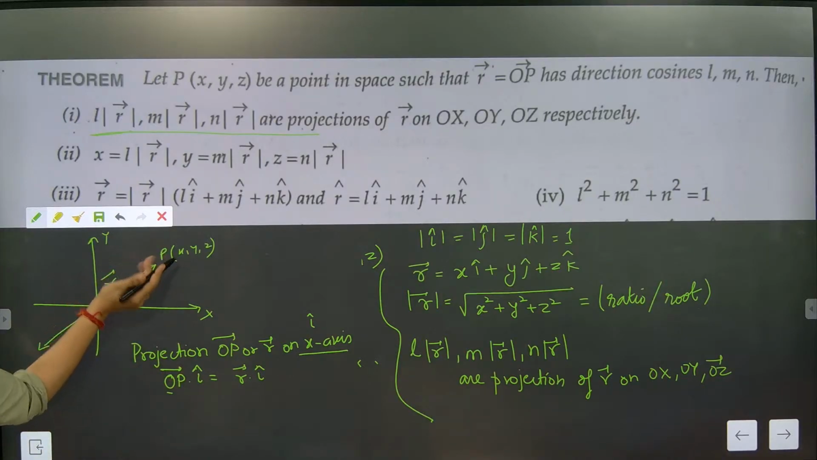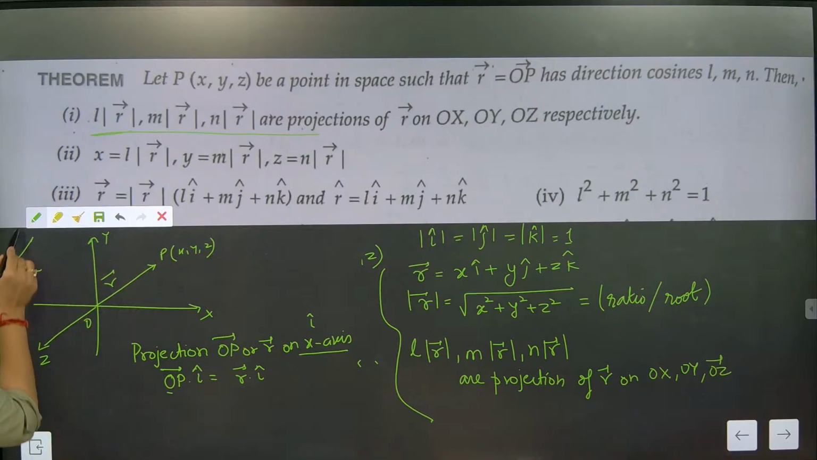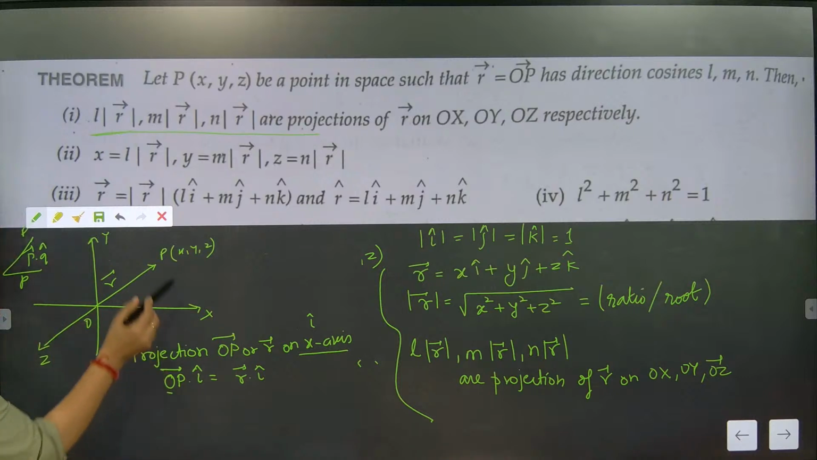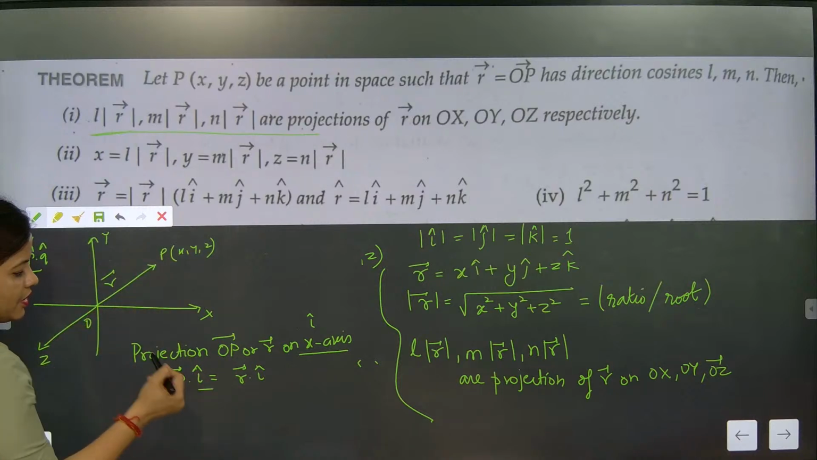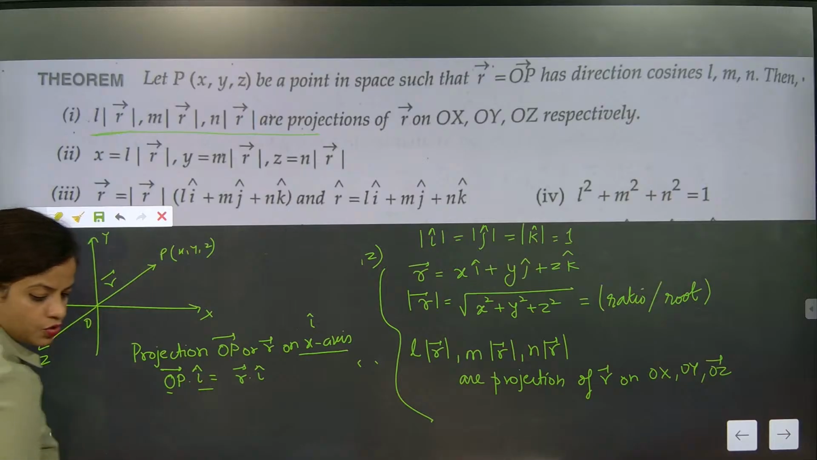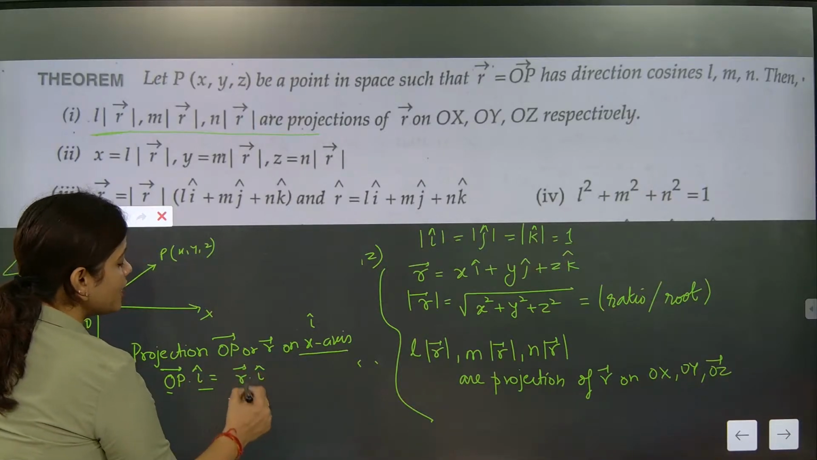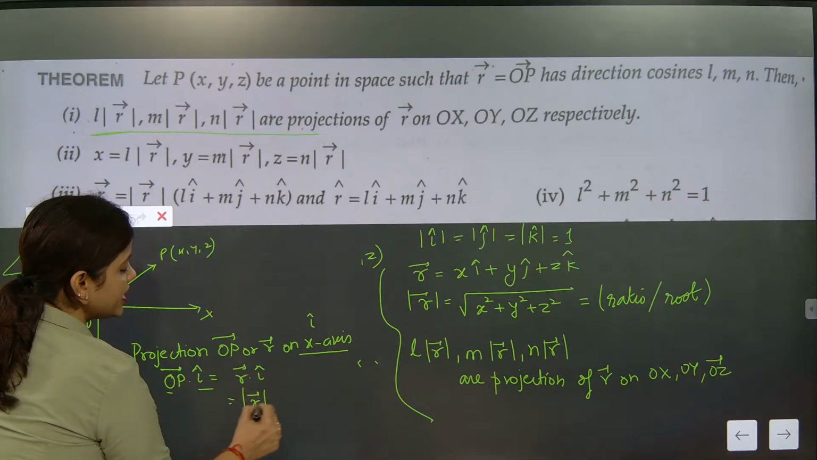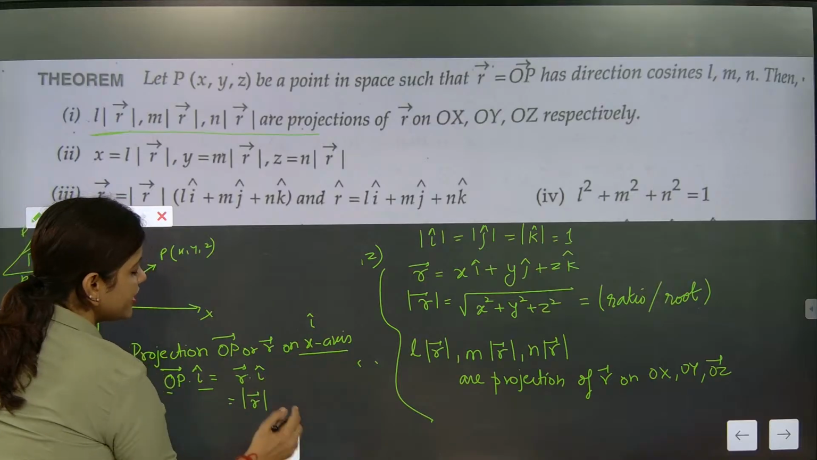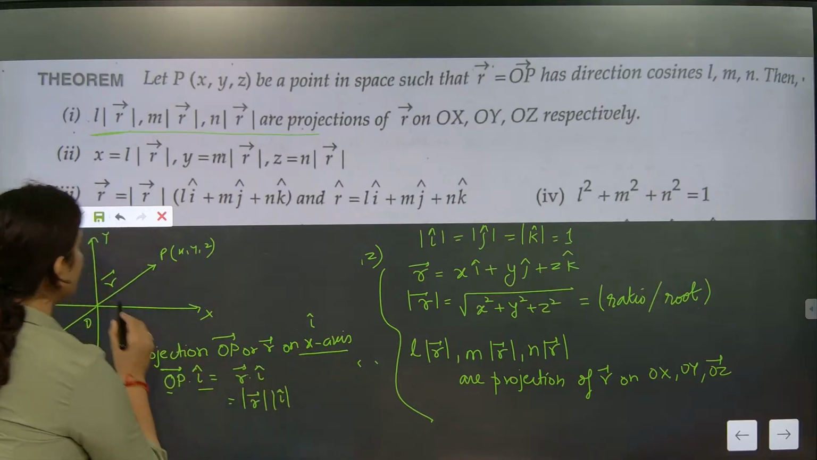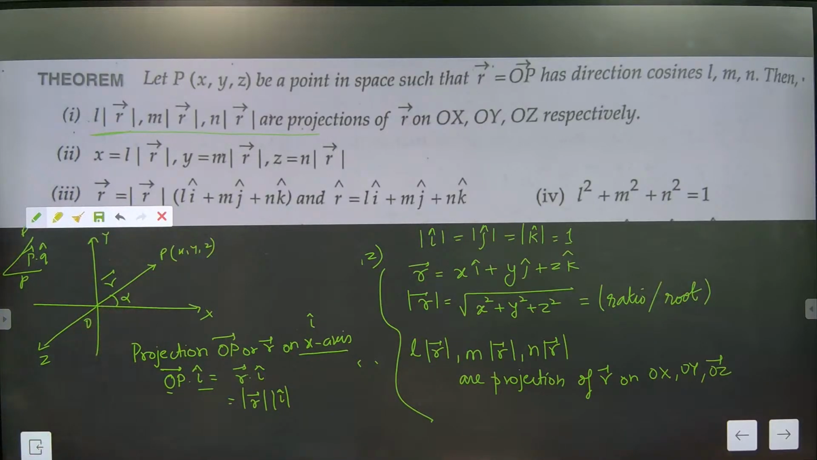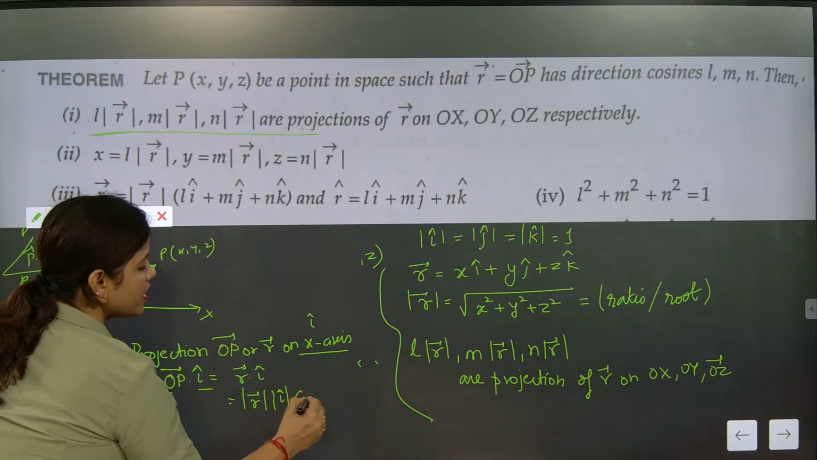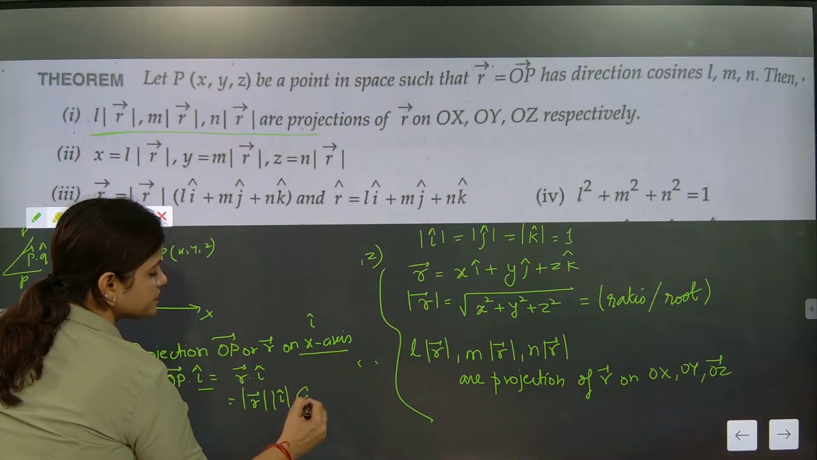Projection means, I told you, projection of P vector on Q vector is P vector dot Q cap. So projection of OP on the x-axis will become R vector dot i cap. The dot product gives R vector magnitude, i vector magnitude, and along the x-axis what angle is it making? Alpha. So here it will become cos alpha.